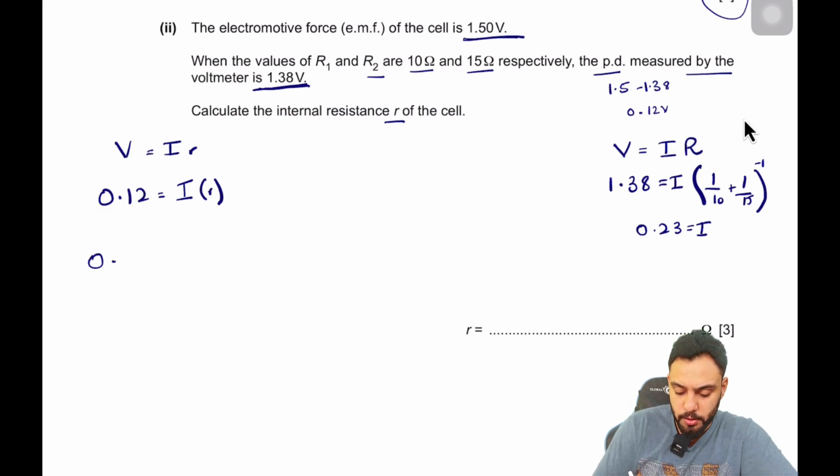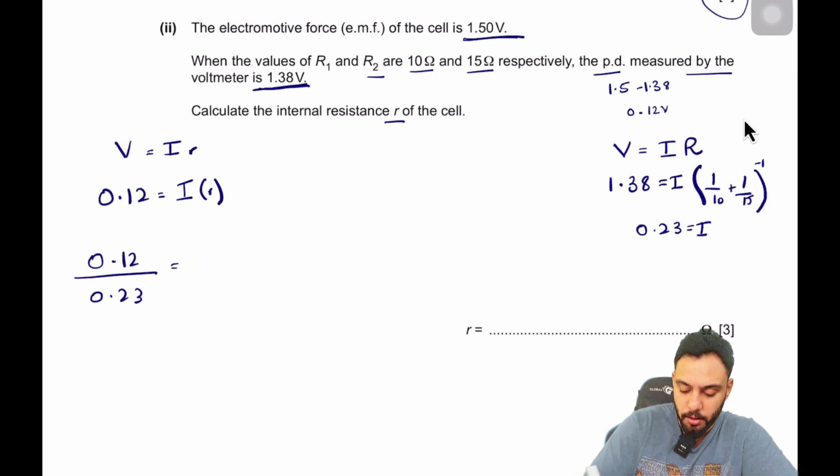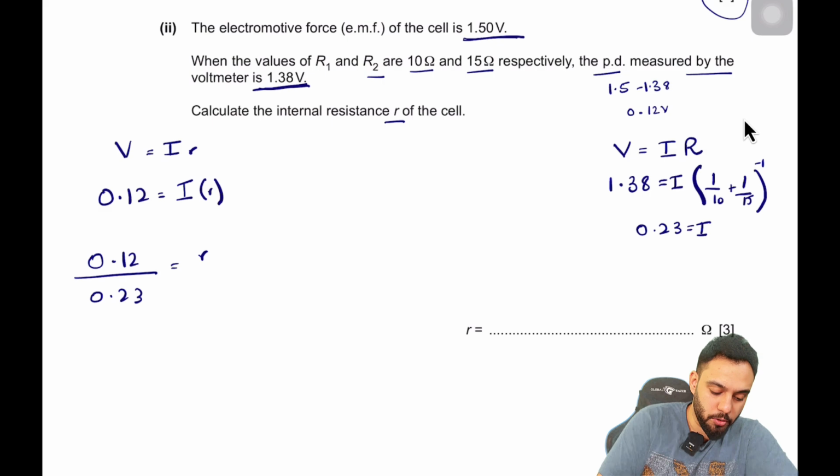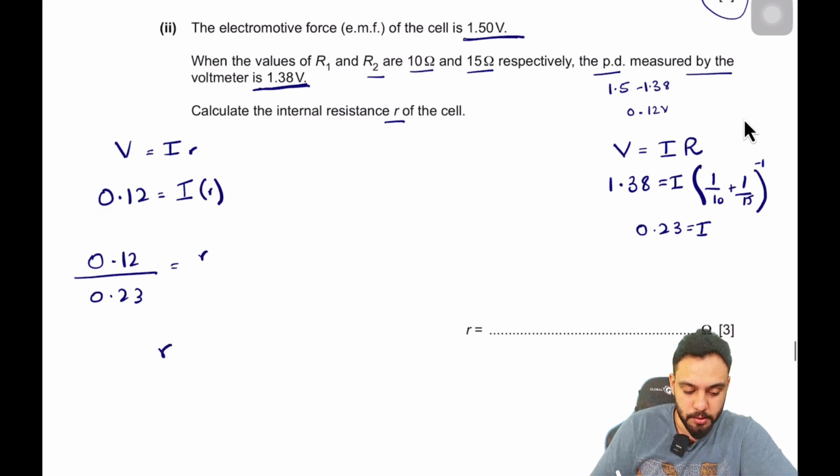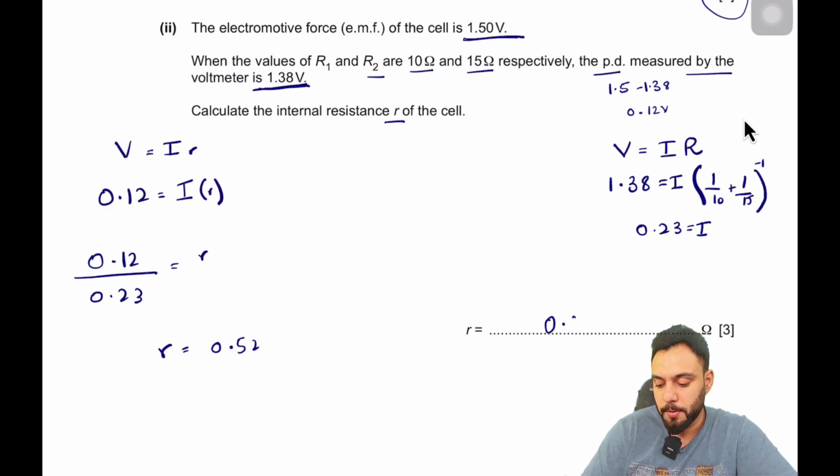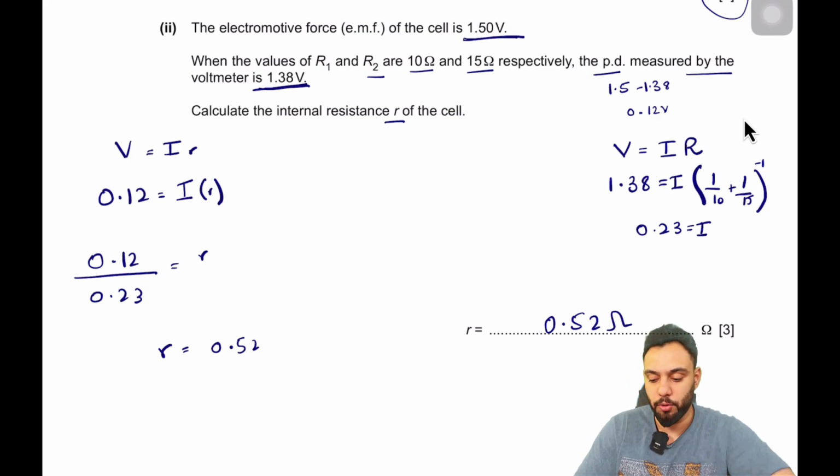So 0.12 divided by 0.23 equals R. So 0.12 divided by 0.23, the value for the internal resistance will be 0.52 ohms. That's going to be the internal resistance as 0.52 ohms.